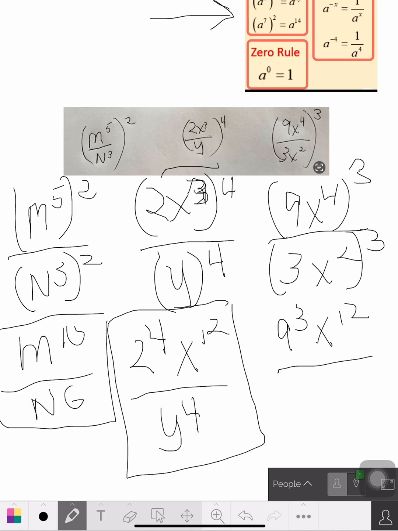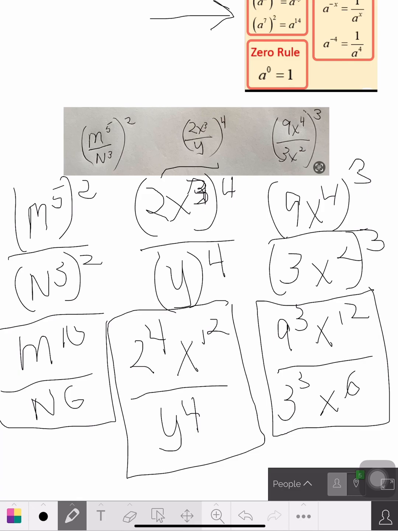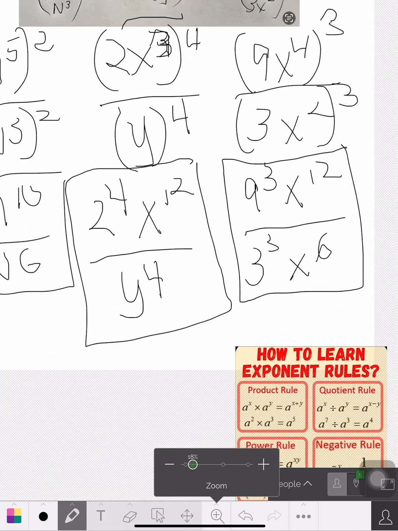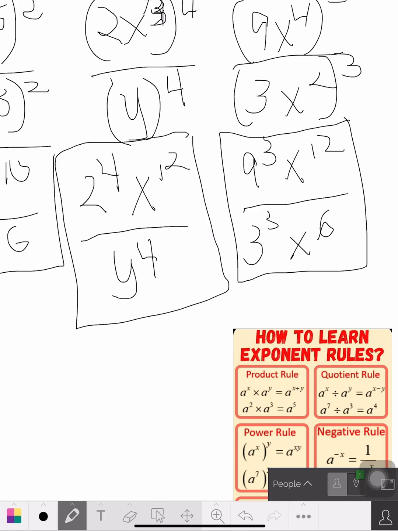Then it could be 3 to the 3rd, x to the 6th. And that's your answer. But now what I do with this one, okay, you got a few little things you could do. You could reduce this, okay? You could have probably reduced it in the beginning, and I should have, okay? But you can reduce it now, okay?